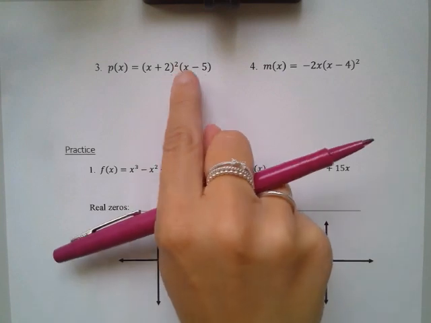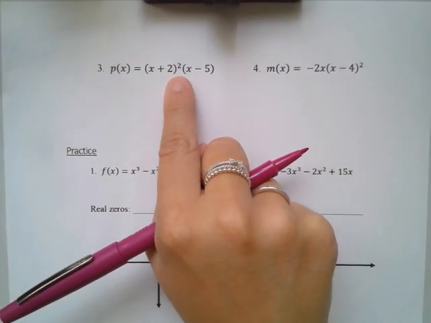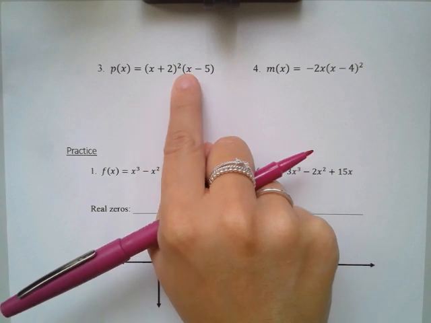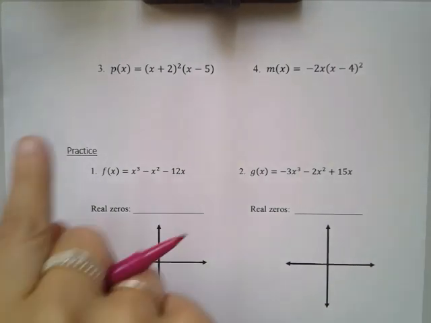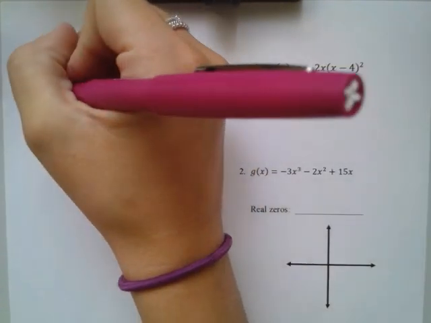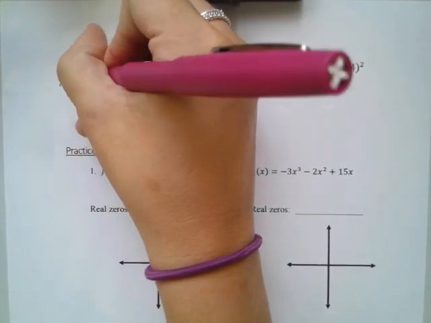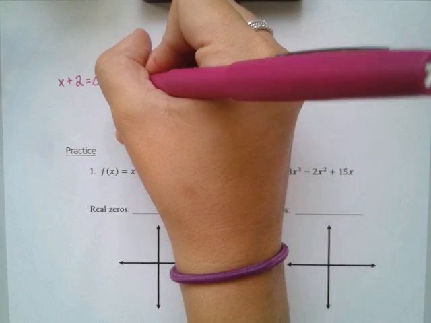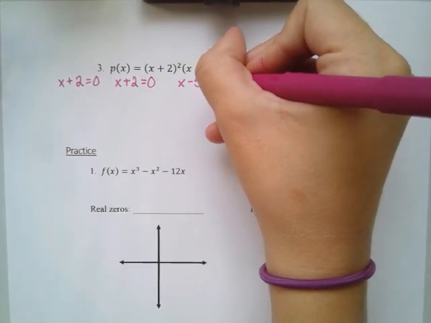For number 3, I see that this has already been factored for me. I have x plus 2 squared times x minus 5. From our 3.2 notes, we know that every time that we see an x plus 2 squared, that means that we're going to have to write that root twice. So I have x plus 2 equals 0, x plus 2 equals 0, and x minus 5 equals 0.